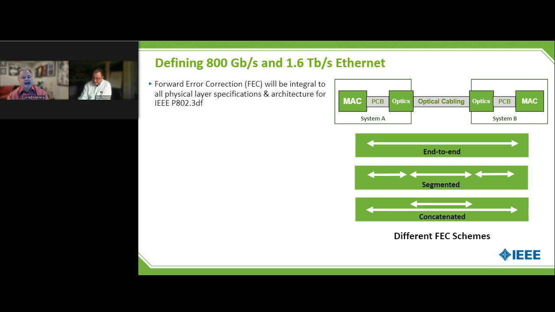Or you might have concatenated, where you have a FEC that's applied at the MAC level and then more FEC is applied at the optics where it's not terminated. So we really need to figure out what architecture and what schemes to support all of these different layers. So that's really our first priority at this point. Right. Thanks, John. I know I've listened in to some of your meetings, and I know that forward error correction is a major topic.